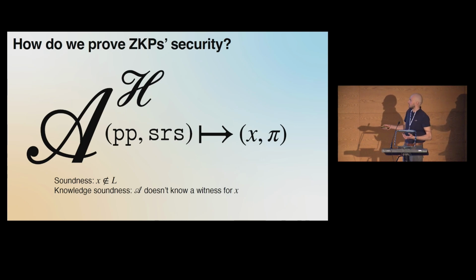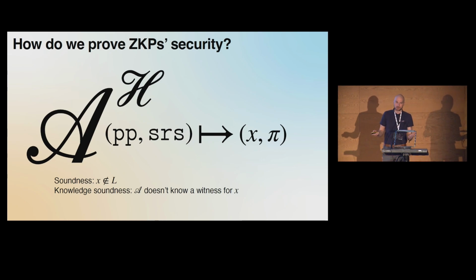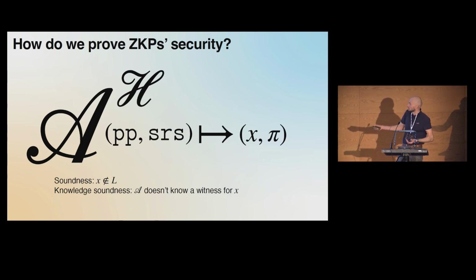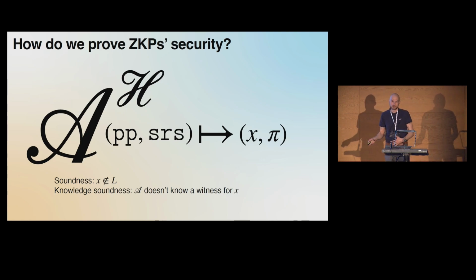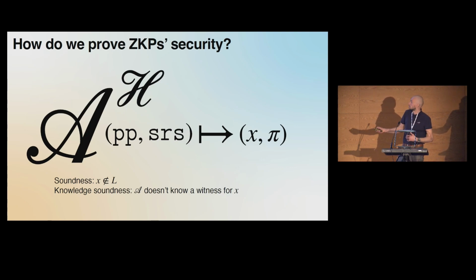And if we want to show that our snark is sound, then we require that it's impossible for the adversary to come up with a proof for a false statement, so for a statement that does not belong to some predefined language. And if we want to show that the snark is knowledge sound, which is a stronger notion, much more popular because of various reasons, we require that A cannot produce a valid proof for a statement it doesn't know the corresponding witness.